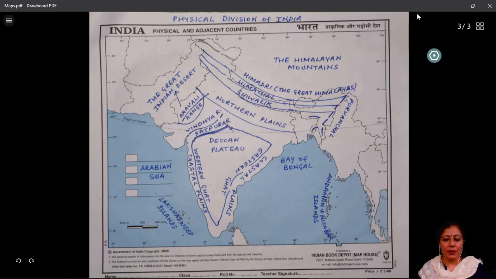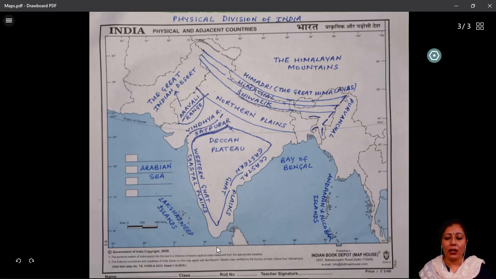Now in this map, we will discuss all the physical divisions of India. The physical features of India can be grouped as the Himalayan mountains, the northern plains, the great Indian deserts, plateaus and islands, and coastal plains. We are going to discuss all these, a total of 6 physical divisions, and we will also mark them in the map.